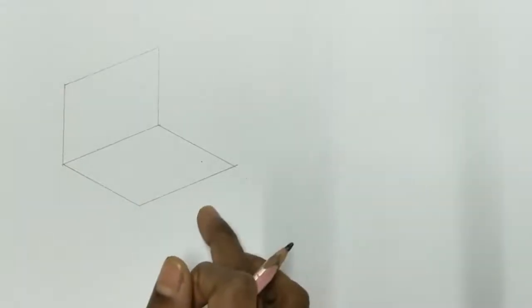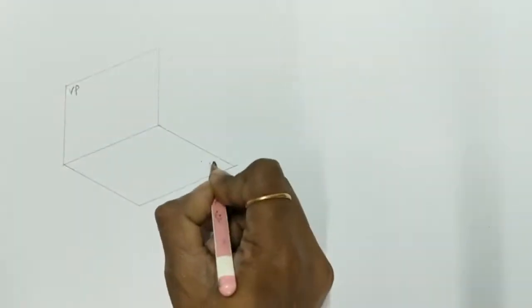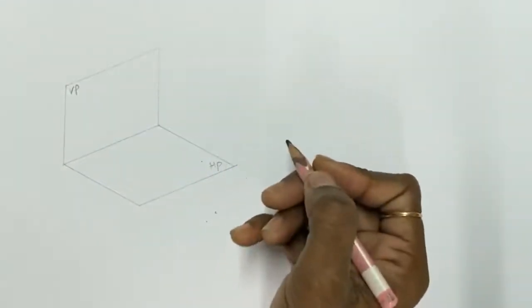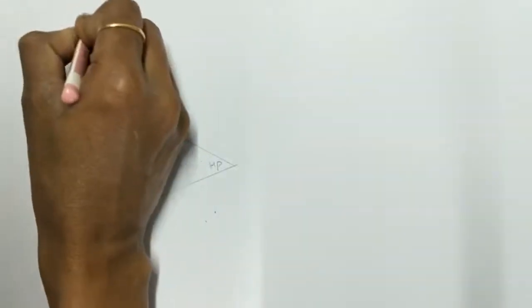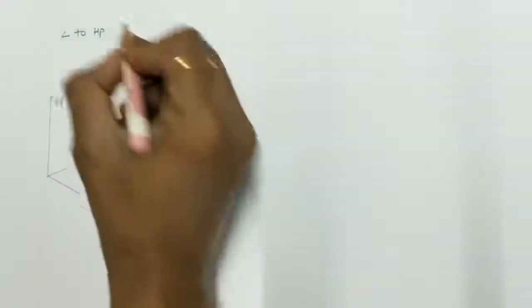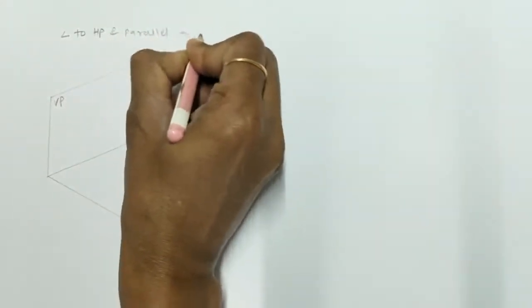In this video, we will see the condition where a straight line is inclined to one plane and parallel to another. So these are the planes, that is, this is VP and this is HP. First we will see the condition where the line is inclined to HP and parallel to VP.